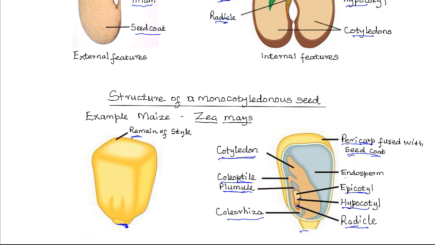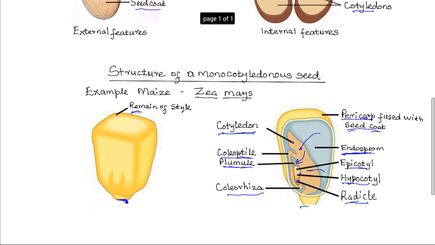Then there is a large endosperm. The main food storage structure in the maize seed is the endosperm. The cotyledon is present, but its main function is more of transfer, conveying of food materials from the endosperm to the growing embryo. Otherwise, the main food substances are stored within the endosperm of the maize grain.